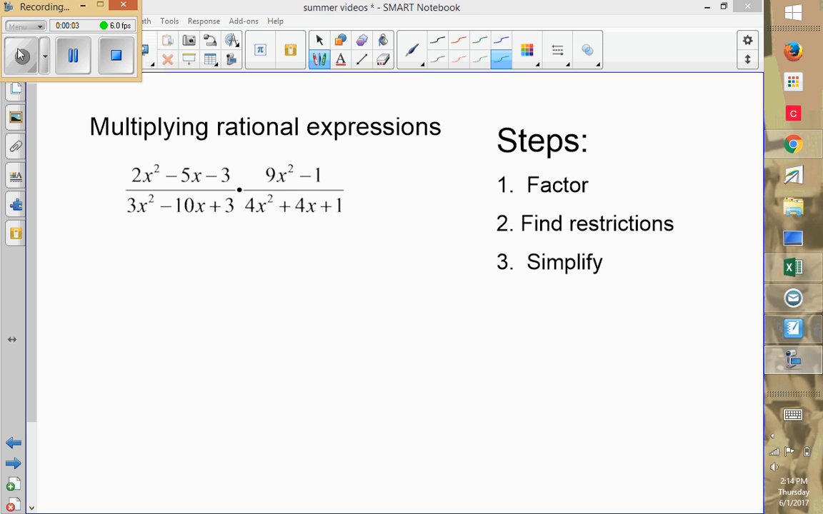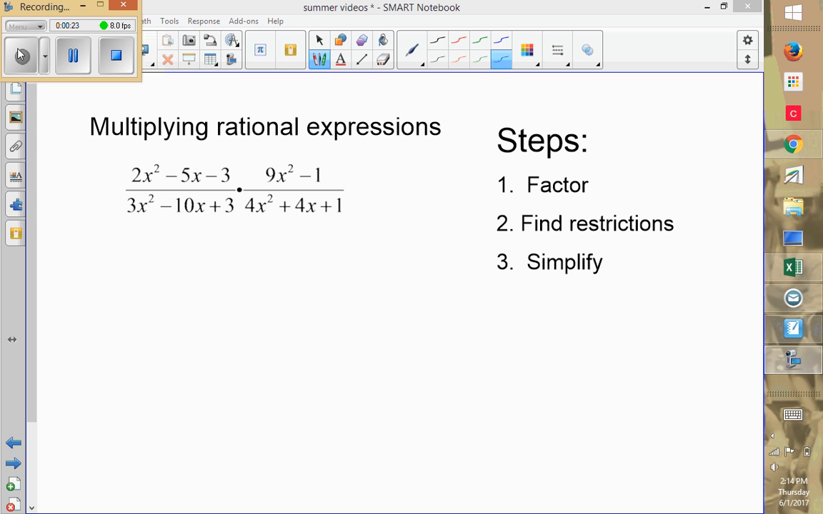This video is going to talk about how to multiply two rational expressions together. If you remember, a rational expression is an expression that can be written as a polynomial divided by another polynomial. There are really basically 3 steps in order to multiply rationals together.